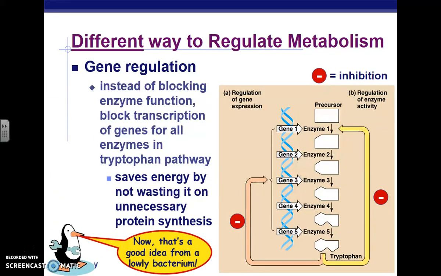So like I said, instead of having tryptophan go back and inhibit the enzymes that make itself, it's going to go back and stop the production of the enzymes in the first place, so that we don't even need to make them. We're now going to look at how that's done in bacteria. How do we block transcription, or block the expression of genes in bacteria?